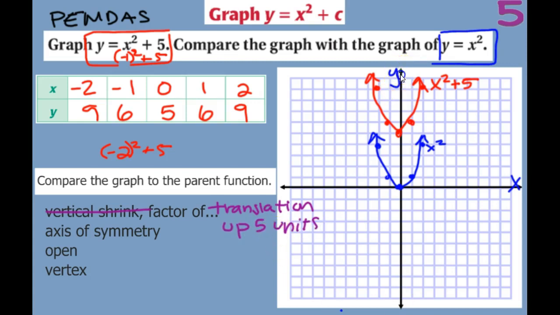Our axis of symmetry stayed the same. This graph is still symmetrical when x is at 0. This graph still opens up, and our vertex is different now. It is a minimum, it's the lowest point of this red graph, but it's not 0, 0 anymore. Our vertex is 0 up 1, 2, 3, 4, 5. And you can see that from the graph or the table as well.